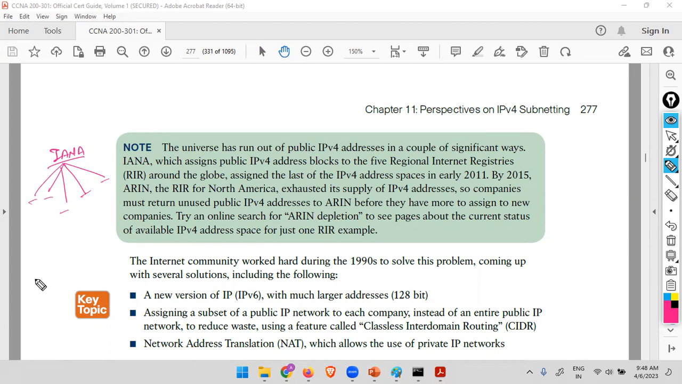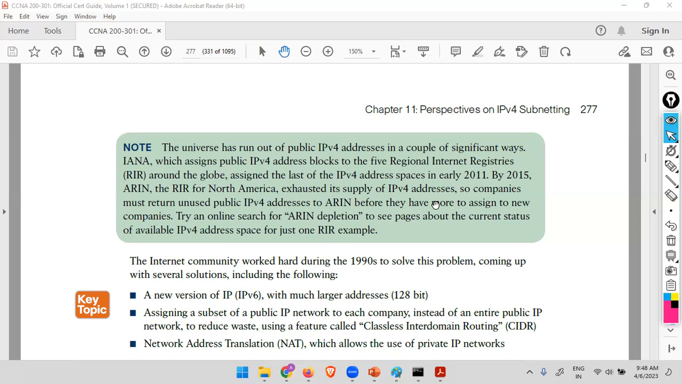So your IANA, which assigns the public IPv4 address blocks to 5 regional internet registries around the globe, assigned the last of the IPv4 address space in early 2011 itself. And by 2015, ARIN, the regional internet registry for North America, exhausted its supply of IPv4 addresses.